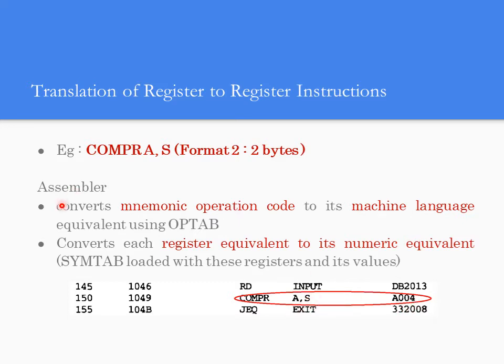So what does the assembler do? It converts a mnemonic operation code to its machine language equivalent by making use of optab, and it converts each register to its numeric equivalent. The symbol table will be loaded with these registers, so along with all the labels that you have, the registers will also be loaded into the symbol table with their values. So the assembler can easily convert the registers into their equivalent numeric values.